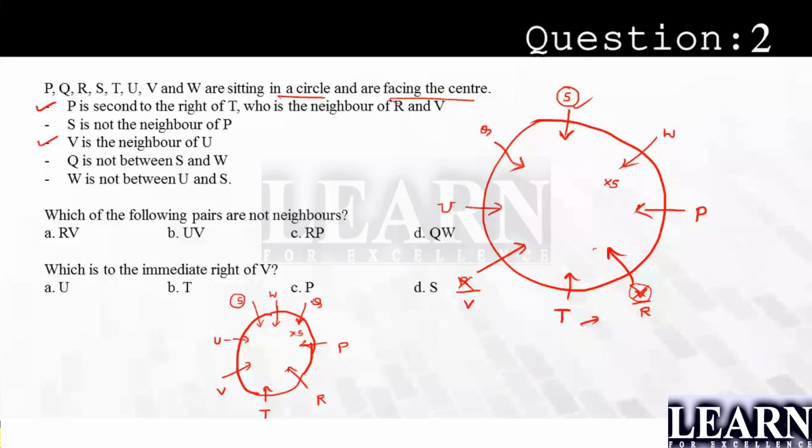Which of the following pairs are not neighbors? R and V are not neighbors. Yes, so the answer will be option A. Which is to the immediate right of B? The immediate right of B will be T. So the answer will be option B.